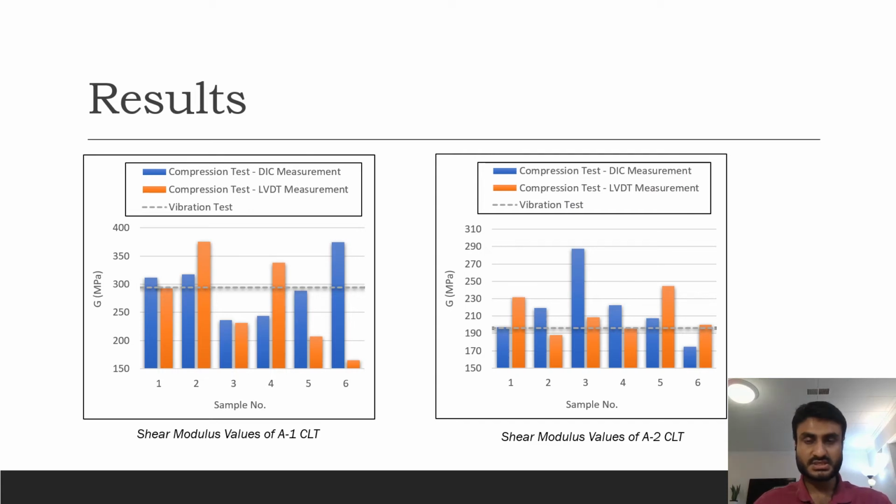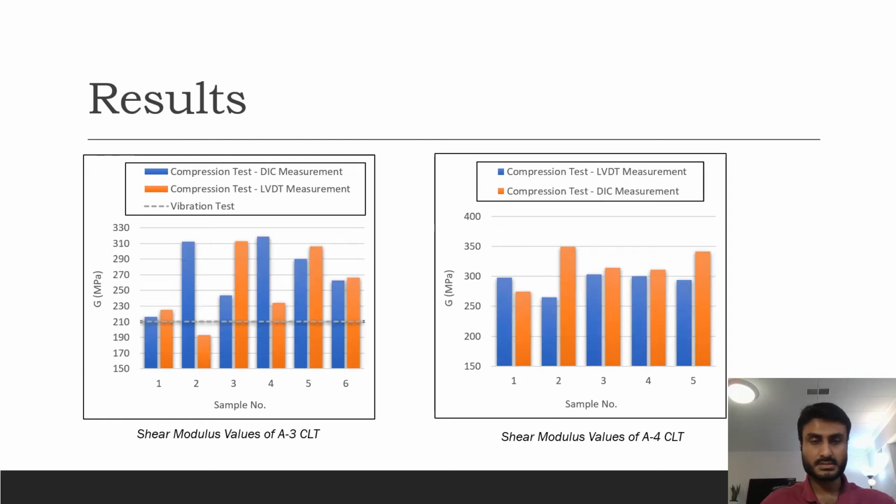These column charts show the shear modulus determined from the different methods. For each type of CLT, the average shear modulus value from the vibration test is given by the horizontal line. Here, the shear modulus values of A1 and A2 type CLT are shown. Here, the shear modulus values of A3 and A4 type CLT are exhibited. As can be seen in the figure to the right, the shear modulus values of A4 CLT by the vibration method could not be determined, which will be explained later.